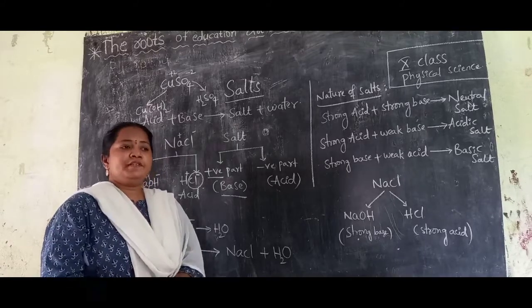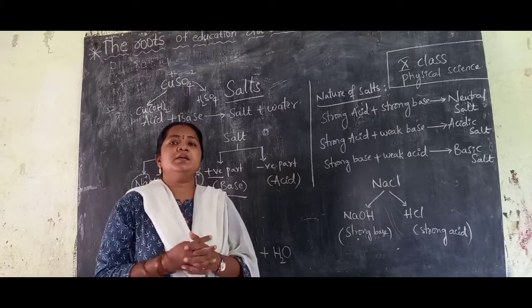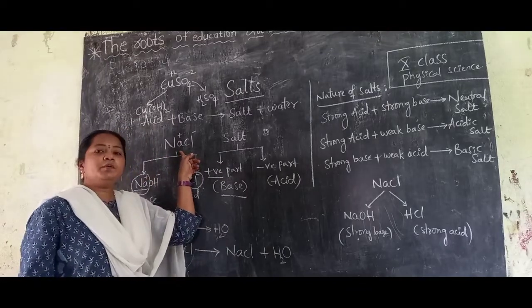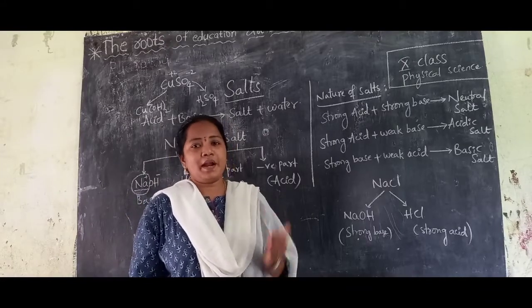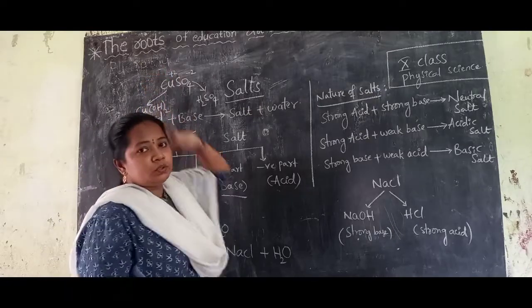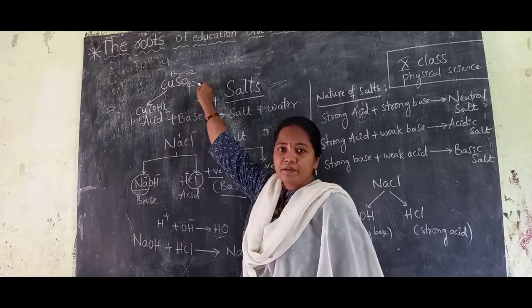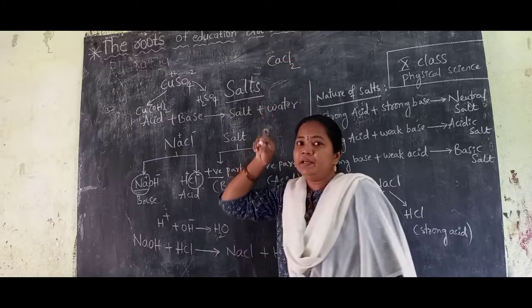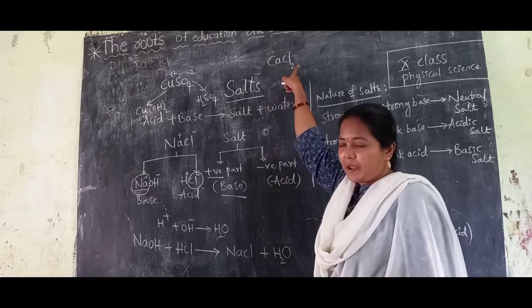Then if we see more examples of salts, we can say that certain salts belong to the same family. For example, if you take NaCl, sodium chloride belongs to two families, that is sodium salts family and chloride salts family. Similarly, copper sulfate belongs to two families, copper salts family and sulfate salts family. Calcium chloride, CaCl2, belongs to calcium salts family as well as chloride salts family.